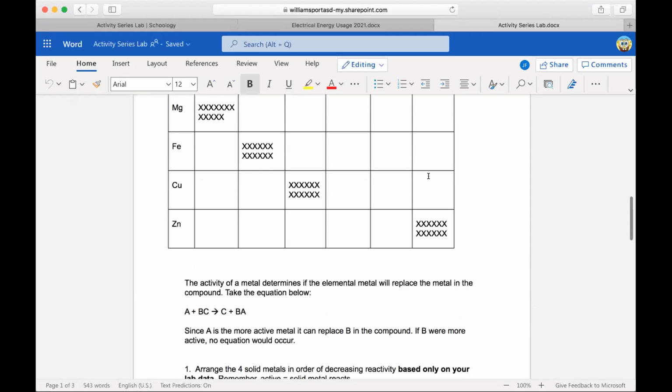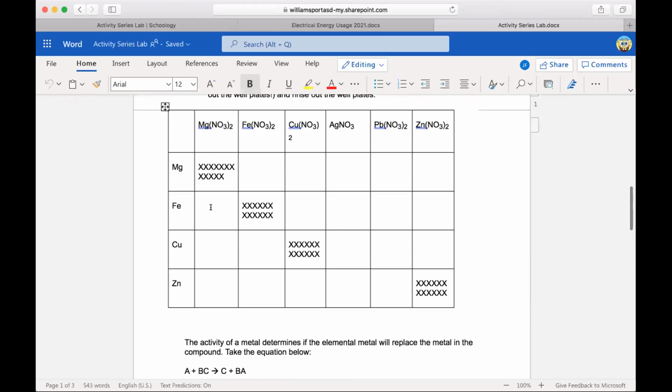So what I mean by that is, let's say, for instance, you find that the iron reacted with magnesium nitrate and copper nitrate and silver and lead and zinc nitrate. There were reactions of iron with all of those substances. I'm not saying that's what happened, but let's say this metal reacted with all those substances. You would consider that to be the most reactive of the metals. It replaced more things, which means it must be above more things on the activity series.